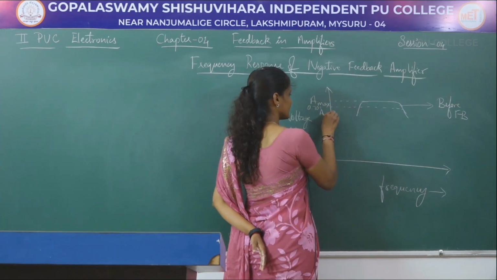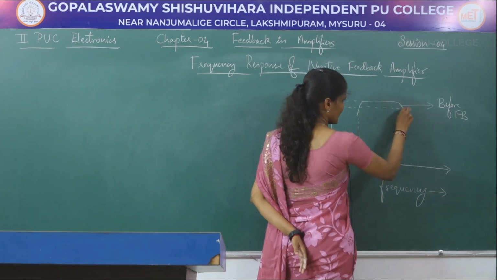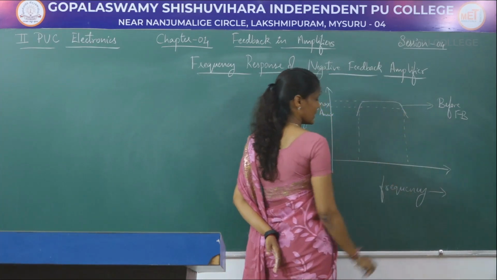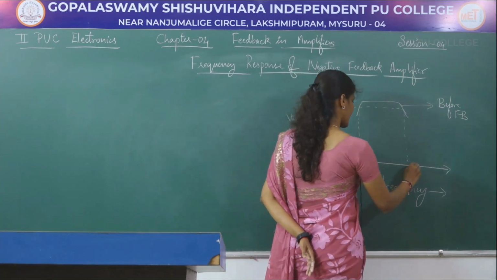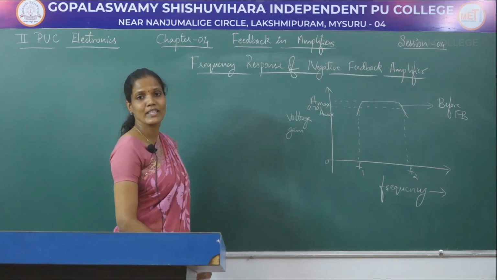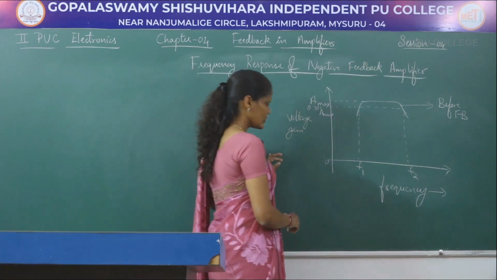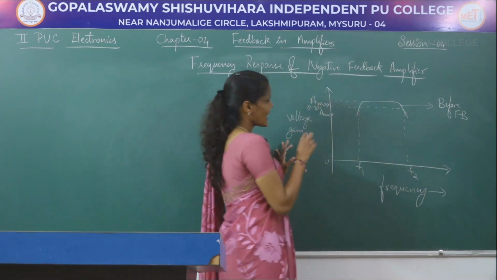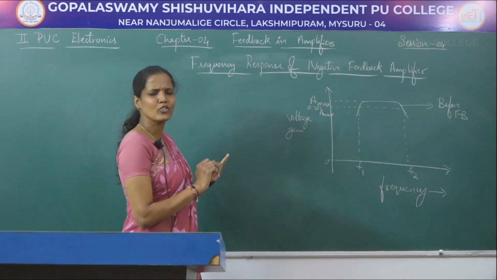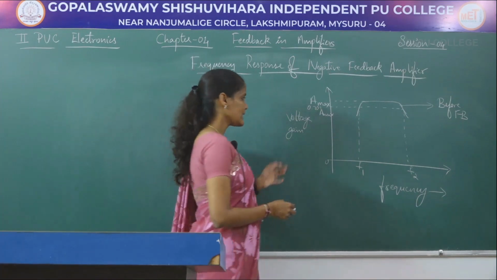A max is 0.707 A max, and the frequencies of this 3 dB gain will be denoted by F1 and F2, where F1 is called the lower cutoff frequency and F2 is called the higher cutoff frequency. And we know that the gain of the amplifier circuit will decrease by a small factor when the feedback is connected or when the feedback is considered.